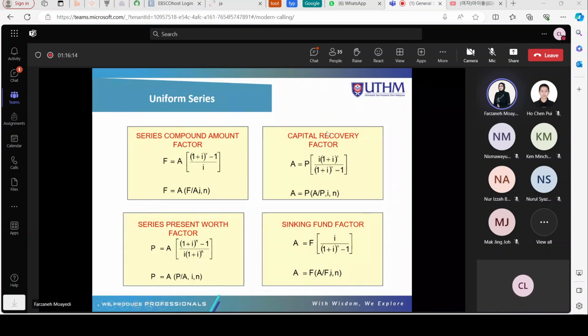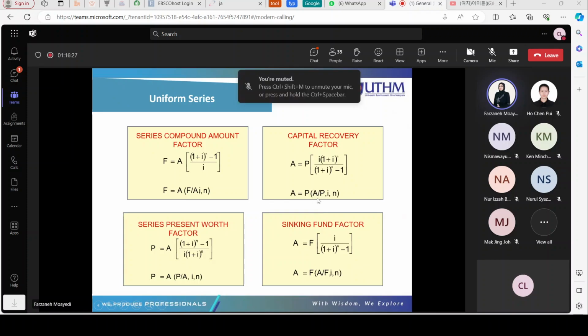The second one is the capital recovery factor. So A equals P, A slash P. A slash P means that you want to find out how much you should have saved before to have a certain amount of money right now, the present value of it.